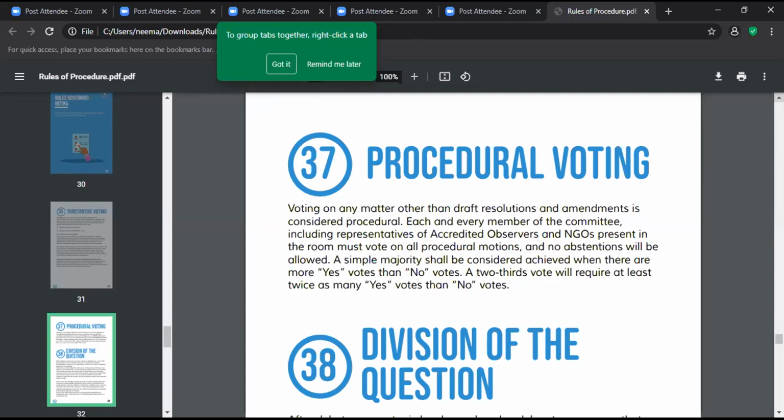So we'll move on to the motions that we were to discuss later: the motion to vote by acclamation, the motion for a roll call, and the motion for division of the question. So I'll start off with the motion to vote by acclamation.